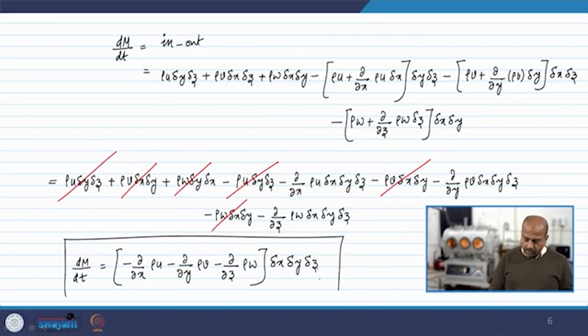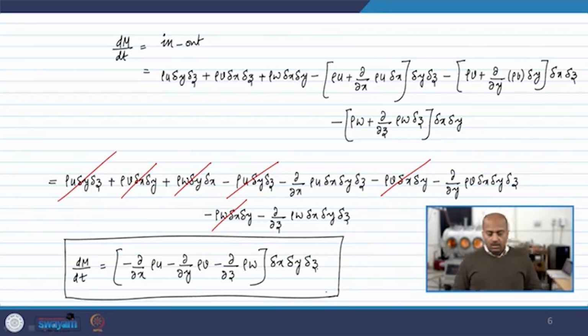We will take this ahead and write this expression in terms of parameters that we know, so that we can get a simplified equation of continuity. Okay, we will continue this in the next lecture.